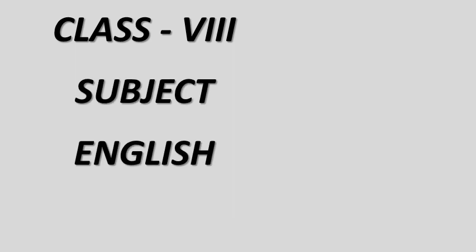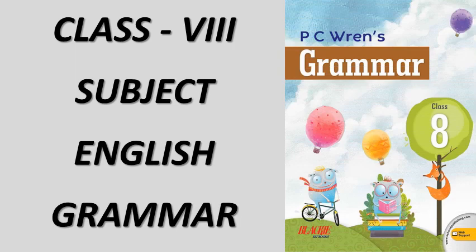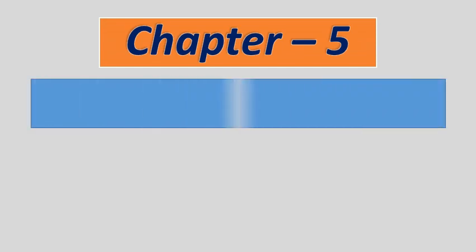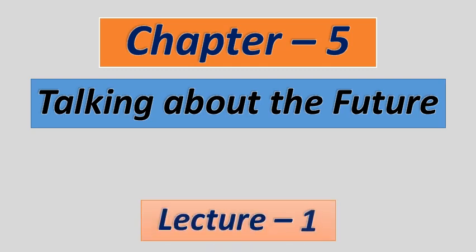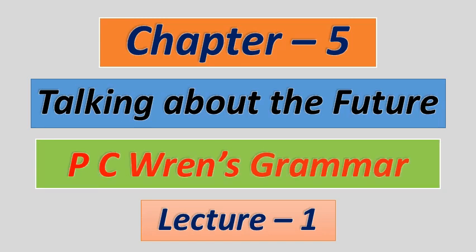Subject English. And today in this video, we shall cover one grammar topic. This is our chapter number 5 and the name of the chapter is Talking About the Future. This is my lecture number 1 of the same chapter. This chapter is taken from P.C. Wren's grammar book. First of all, in this video, we shall learn the meaning, uses, structure and forms of future tense with examples. After that, we shall discuss the solution of the homework which was assigned to you in lecture number 2 of chapter 4, present and past.